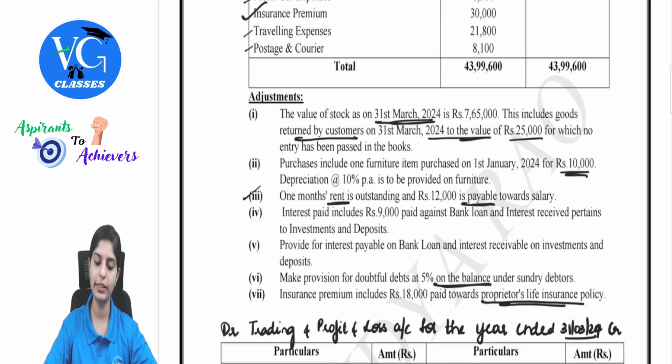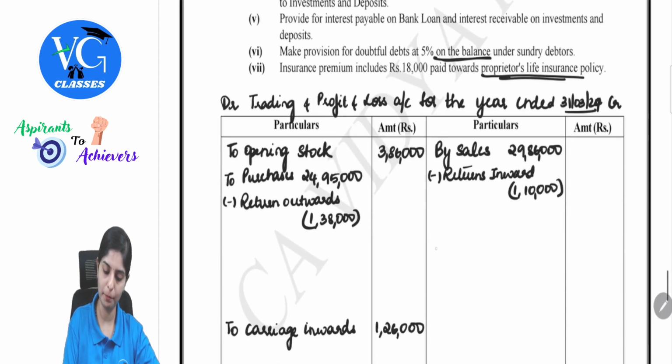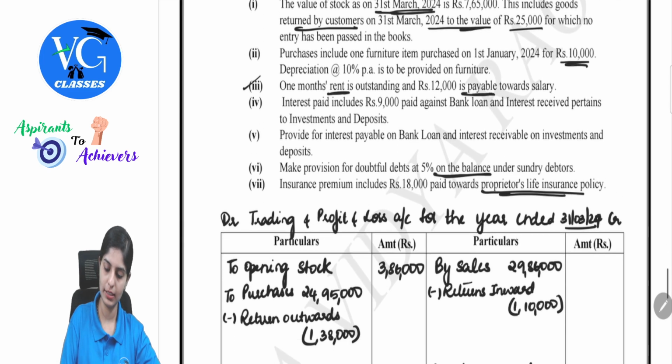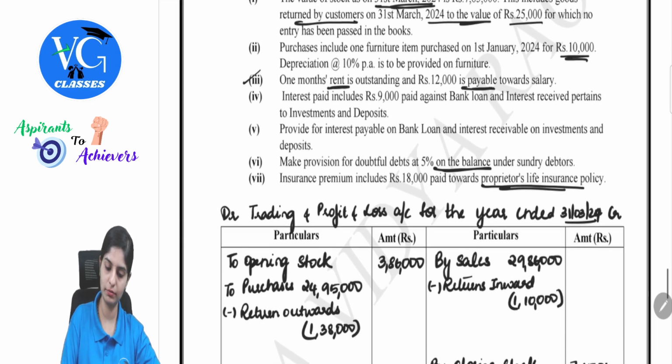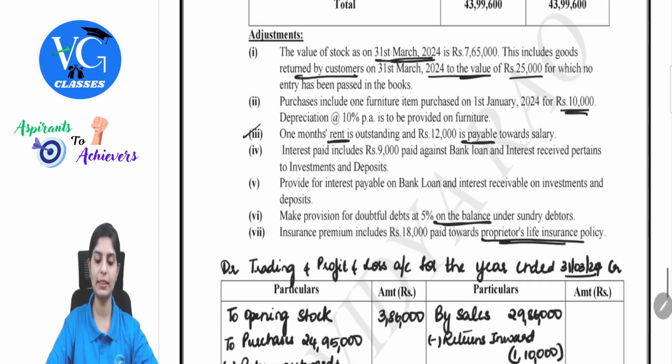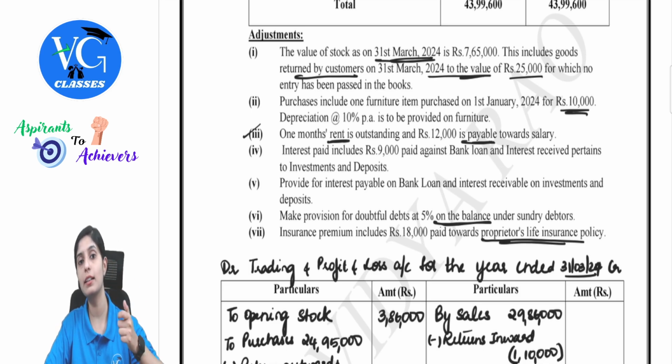The value of stock as on 31st March 2024 is 7,65,000, so by closing stock 7,65,000. This includes goods returned by customers on 31st March to the value of 25,000, for which no entry has been passed in the books. So, if it is included in the closing stock, that is correctly done. Yes. No entry has been passed in the books means there is no sales return treatment given.